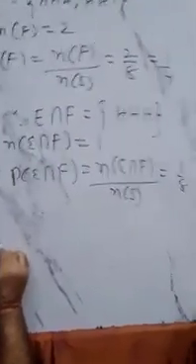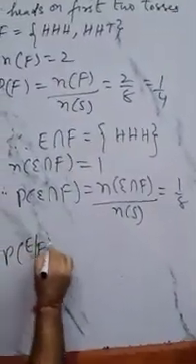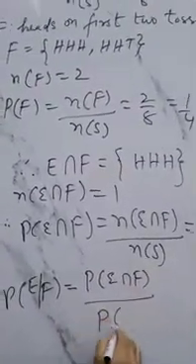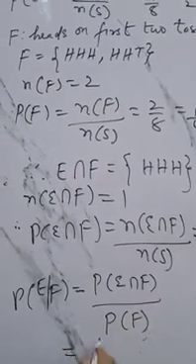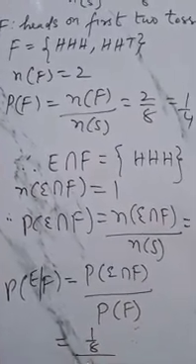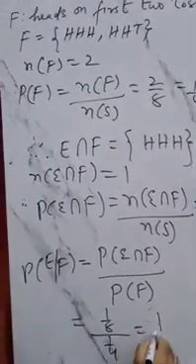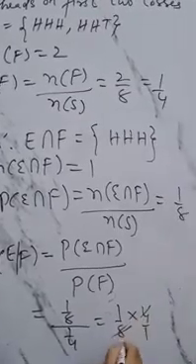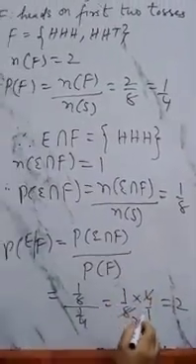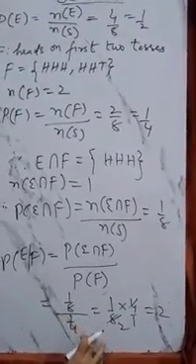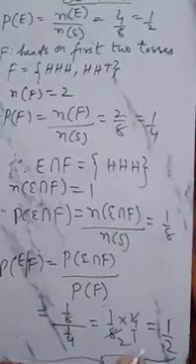The last thing we have to find is P of E given F. The formula for this is P of E intersection F upon P of F. So that will be equal to 1 upon 8 divided by P of F, which is 1 upon 4. So 1 upon 8 into 4 upon 1, that is 4 by 8, which is 1 by 2. That is the required answer of the first part.